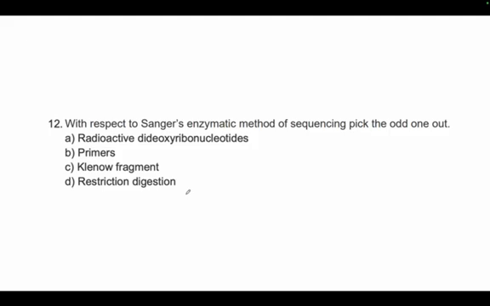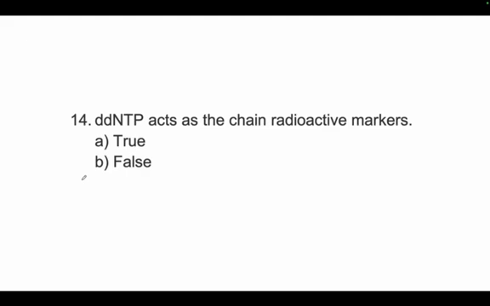With respect to Sanger's enzymatic method, pick the odd one out. Primers we require, Klenow fragment we require, restriction digestion is not essential for Sanger's enzymatic method, so this is the odd one out. ddNTPs act as chain radioactive markers. This is false. The ddNTP just acts as the end marker. It does not necessarily have to be radioactive.